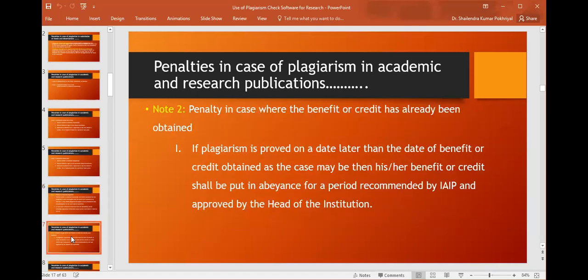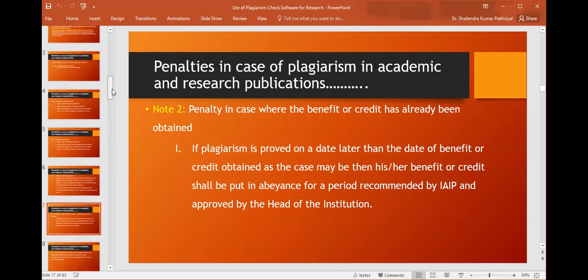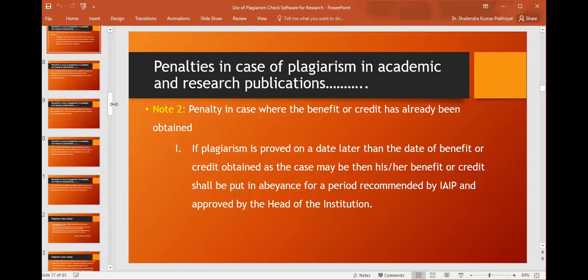So, penalty in case where the benefit or credit has already been obtained. If you have got your PhD or somebody has got a job, in that case, what will happen? If plagiarism is on a date later than the date of benefit or credit obtained, as the case may be, then his or her benefit or credit shall be put in abeyance for a period recommended by the IIP and approved by the head of institution. So in that case, the benefit or credit, whatever the scholar is getting, is held for some period of time.